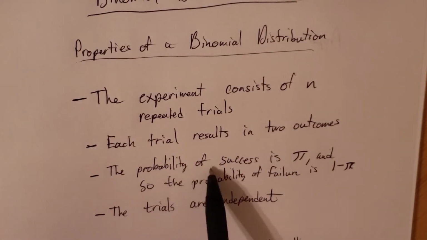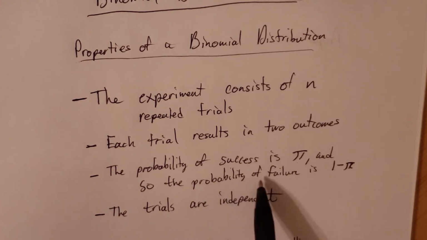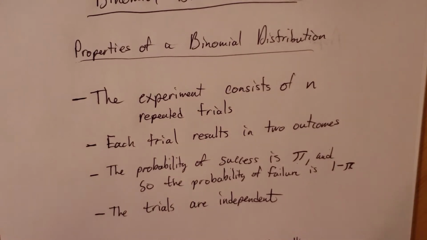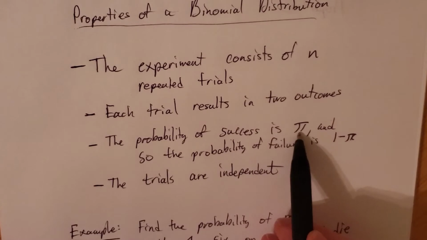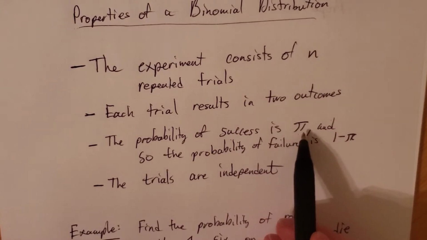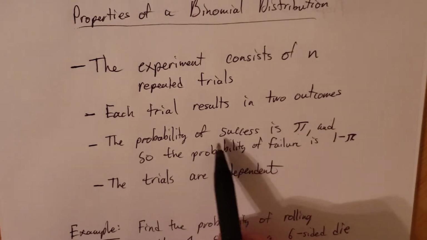And if the probability of success is pi, then this implies the probability of failure is 1 minus pi. And the fourth and final thing is the trials are independent. If those four things happen, then we have a binomial distribution. I'd like to make a note here. This pi is not 3.14. This is used as a variable to represent the probability of success here.